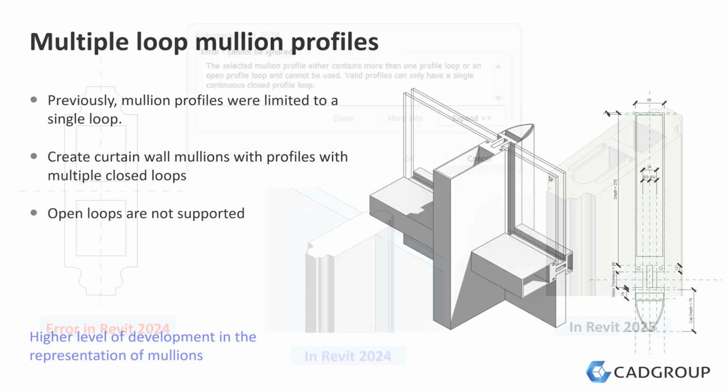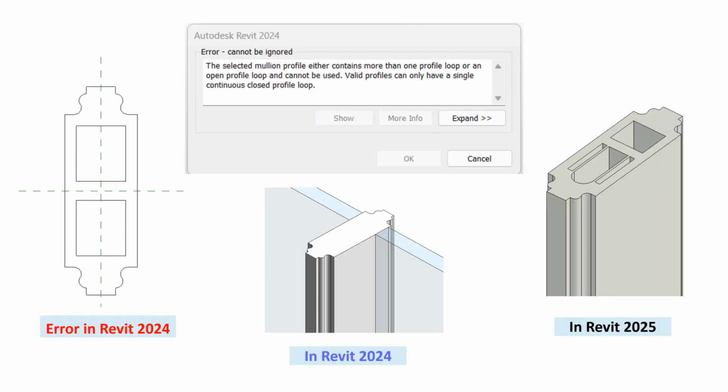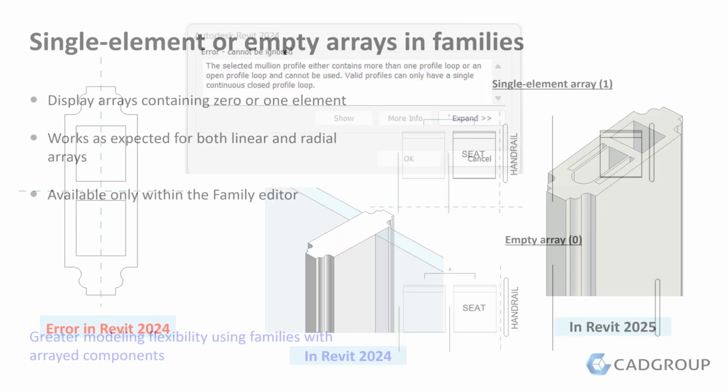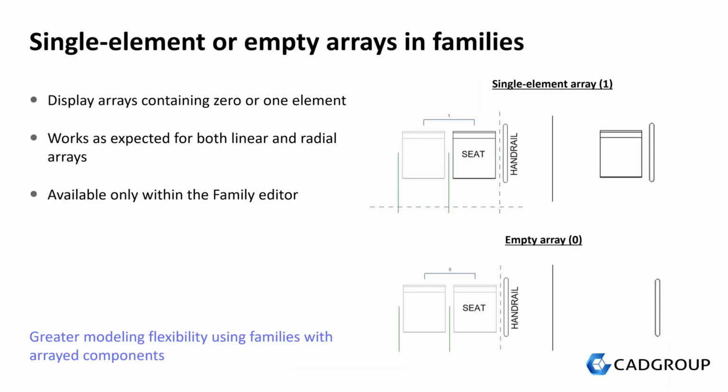So this is a sample error message we can see on previous versions, such as Revit 2024. While on Revit 2025, you can see that intricate detail is now possible. However, we advise users not to overcomplicate details so the file does not get too heavy while working on large projects. So we will now discuss single element or empty arrays in families.